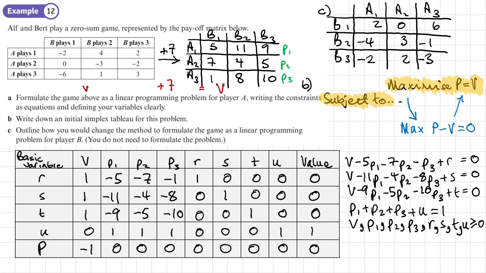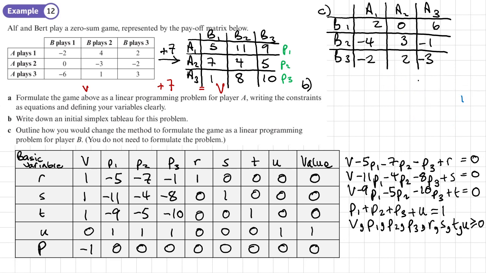Now the question is not asking us to do it, but I'm just going to show you what would happen if we did carry on and started to formulate this as a linear programming problem for player B. So just like before, we would need to add a value n to each of these elements to make them all greater than 0. The lowest value is -4, so I'm going to now add 4 to each one of these values. So let's do that in a different color. So the 2 is now going to become a 6.